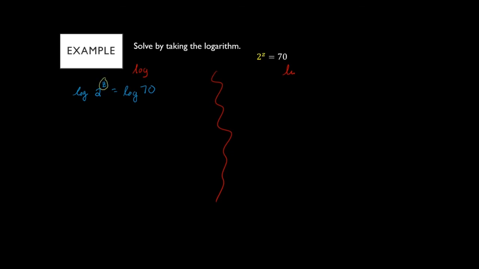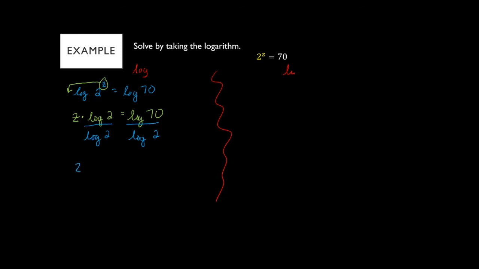And then that exponent, the power property, allows us to drop that z down in front so that we have z times the log of 2 equals the log of 70. And then we're solving for z, so we want to divide by the log of 2 on both sides, because if z times that, we want to get rid of it, so we're going to divide. So I'm going to divide by the log of 2 on both sides.